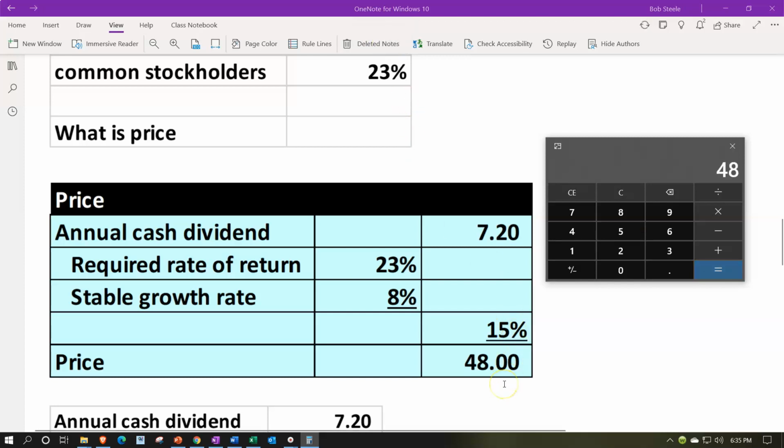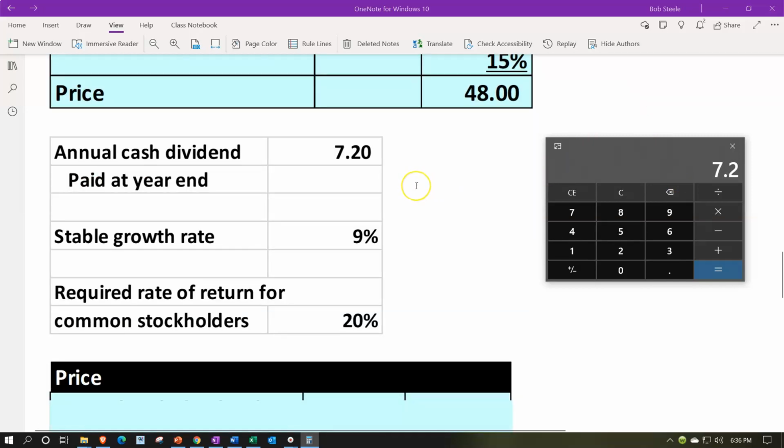So once again, if we put 48 down, we're requiring 23% as the rate of return, 8% of it consumed by the fact that we think it's going to be increasing in value, which leaves us with another 15% that needs to be covered by the dividend. So if we multiply this times 0.15, we get to the 7.2.